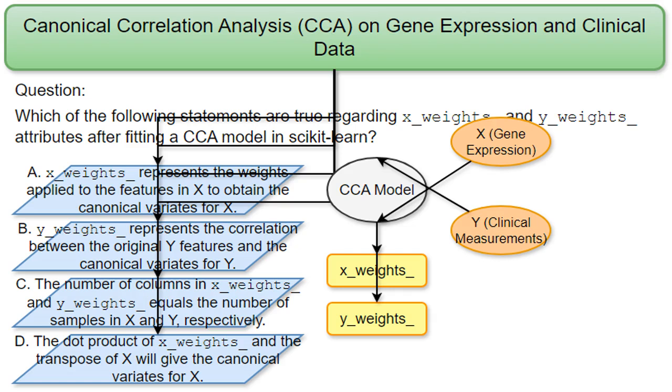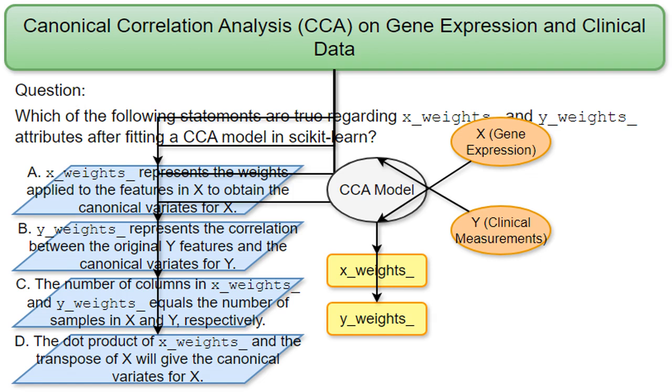This refers to the matrix of weights applied to the features in dataset X to obtain the canonical variates for X in CCA. These are the coefficients that determine how much influence each original feature has in the formation of the new canonical variates. I think of it as a set of levers, each controlling the contribution of a gene expression feature to create the canonical variates.